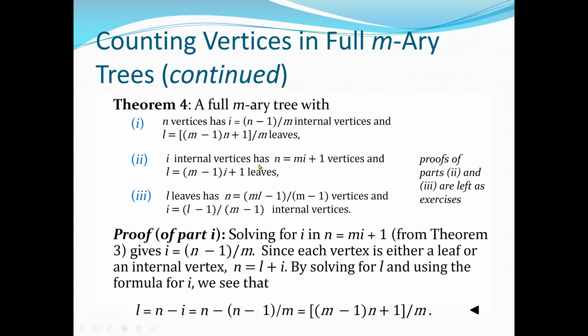So i internal vertices has n equal to mi plus 1 vertices, and L equal to ((m minus 1) times i) plus 1 leaves. And L leaves has n equal to (ml minus 1) divided by (m minus 1) vertices.